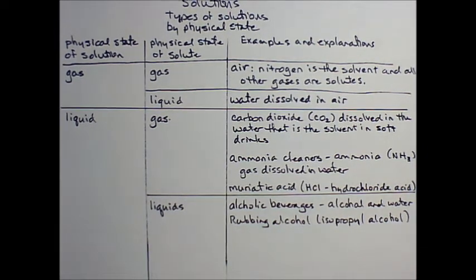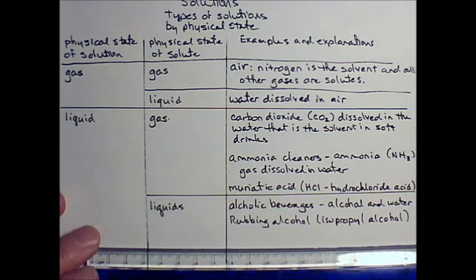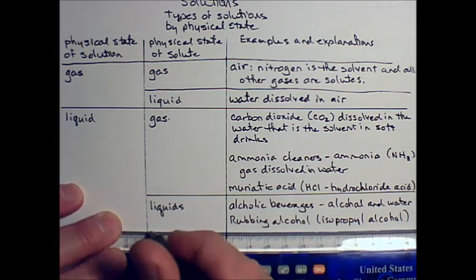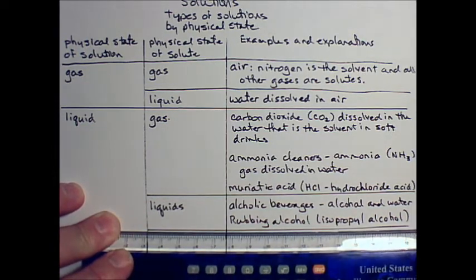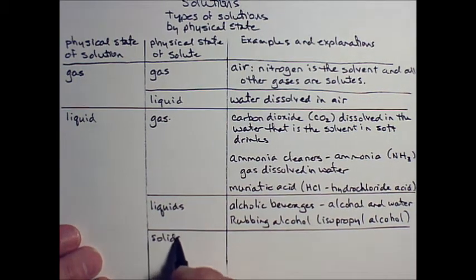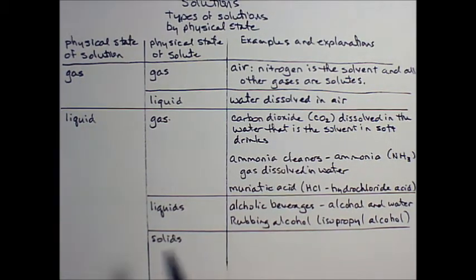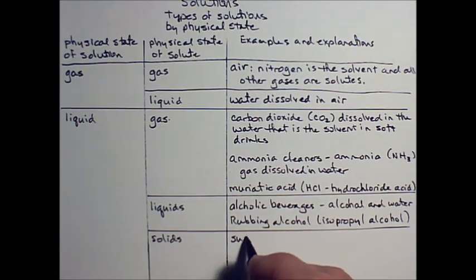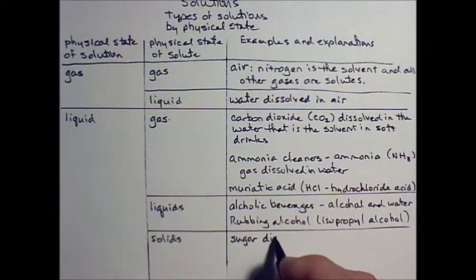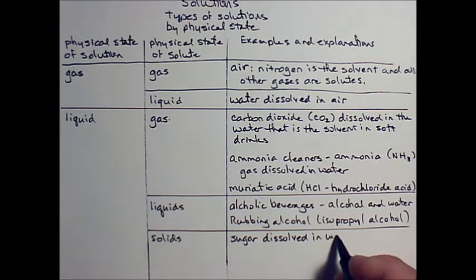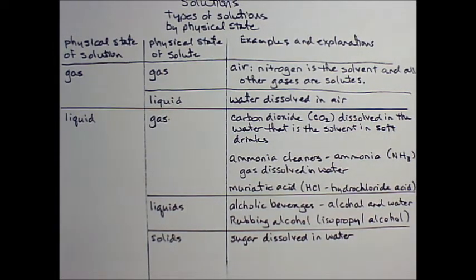Okay, and then we can come up with many examples of solids dissolved in liquids. When you put sugar in your tea, that's a solution. Sugar dissolved in water. Well, sugar is a solid. Tea is mostly water. When you put sugar in water, you've got a solution where a solid is dissolved in a liquid.